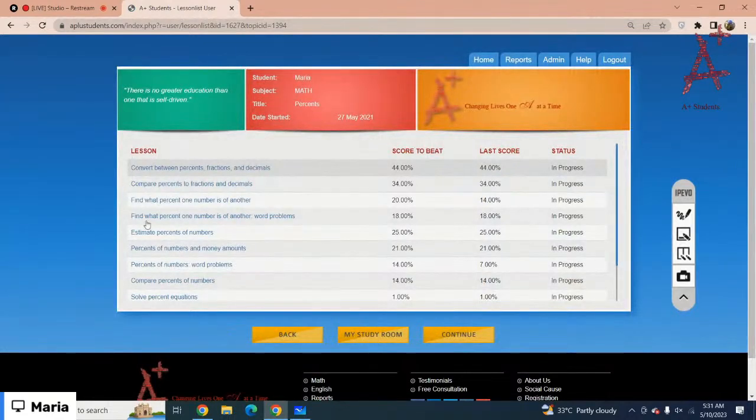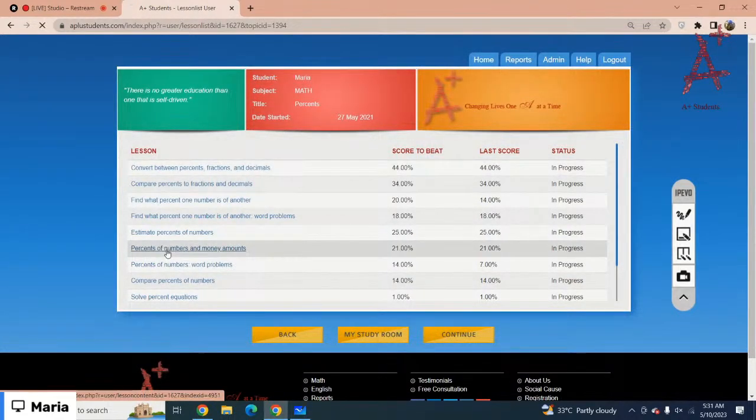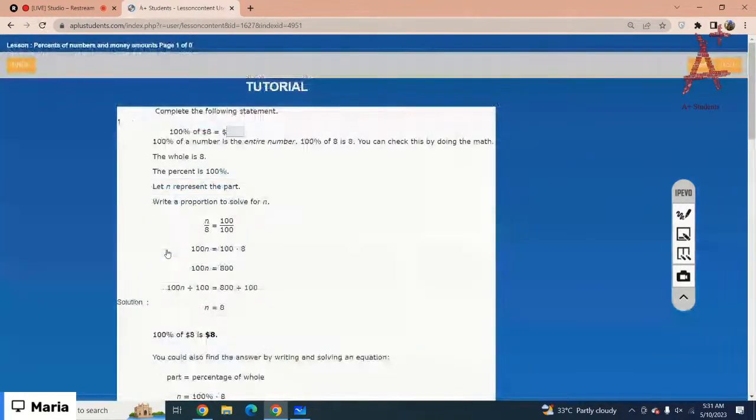The next lesson is percent of numbers and money amounts. Let's start with the next lesson. Complete the following statement: 100% of $8. Now you are given the percentage part also. You are given the N and the whole, 8. You need to calculate the part.